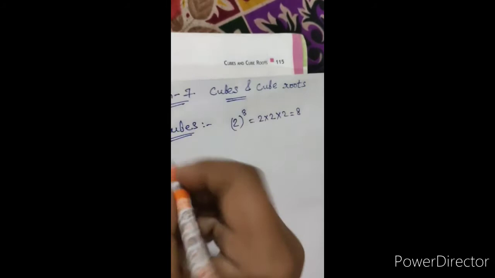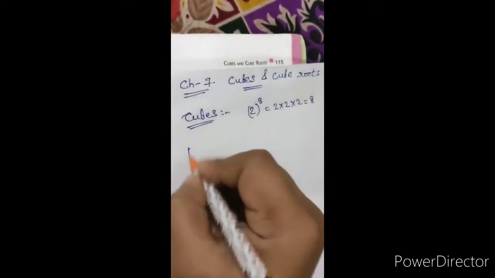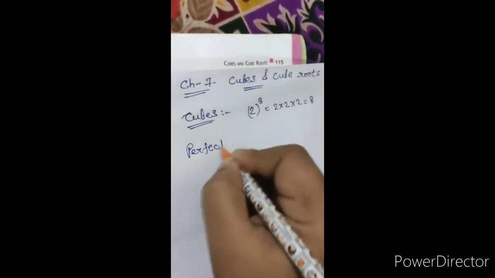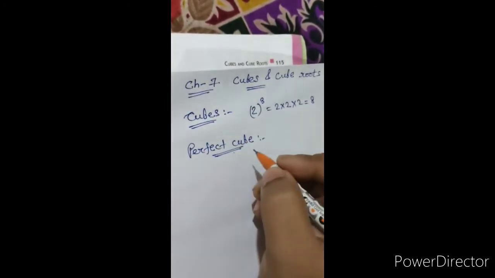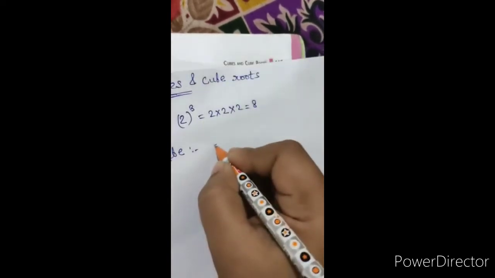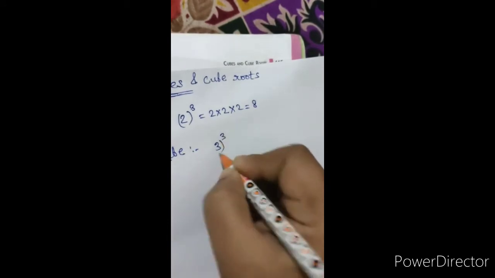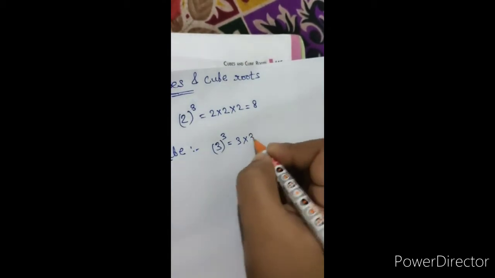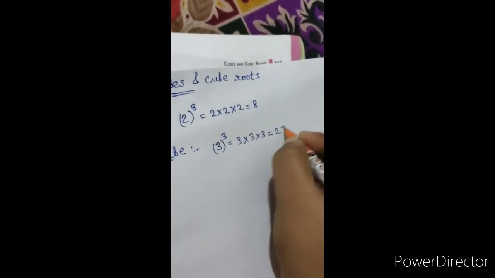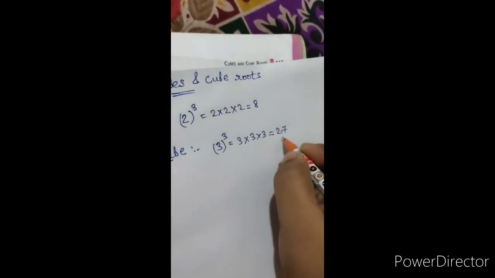Next, what is a perfect cube? A number is said to be a perfect cube if it can make a group of 3 equal numbers. Take an example, the cube of 3. The cube of 3 is 3 into 3 into 3, which is equal to 27. So we can say that 27 is a perfect cube.